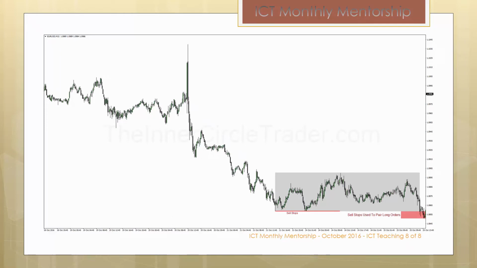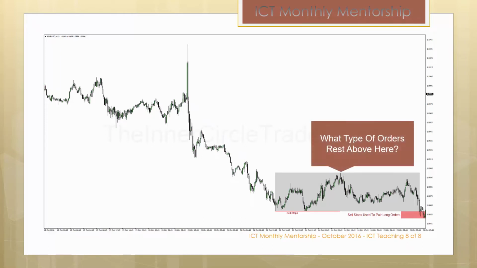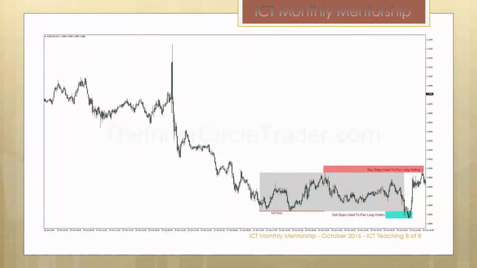Now, who's buying those sell stops? It's smart money. But what types of orders rest above here? If we know below the marketplace it's sell stops, what's resting above the highs? Buy stops. So naturally, as the market moves away from those sell stops being ran out below the consolidation, they're going to expand price.